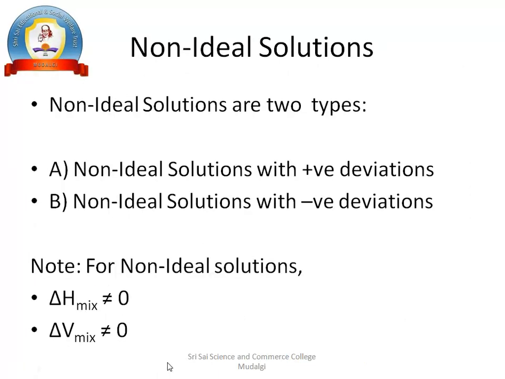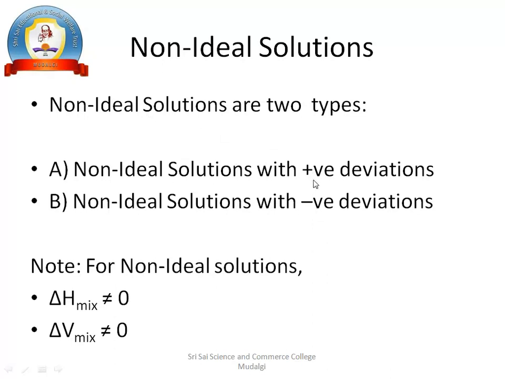Now, we go for non-ideal solution. I already discussed the definition of non-ideal solution. So what do you mean by non-ideal solution? The solution which does not obey Raoult's law at all concentrations and temperatures. Non-ideal solutions are of two types: non-ideal solution with positive deviation, and non-ideal solution with negative deviation. I think I discussed it with the diagram in the previous slide, so I'll discuss in depth what is meant by positive and negative deviation. Try to remember that non-ideal solutions are of two types: one showing positive deviation and one showing negative deviation.